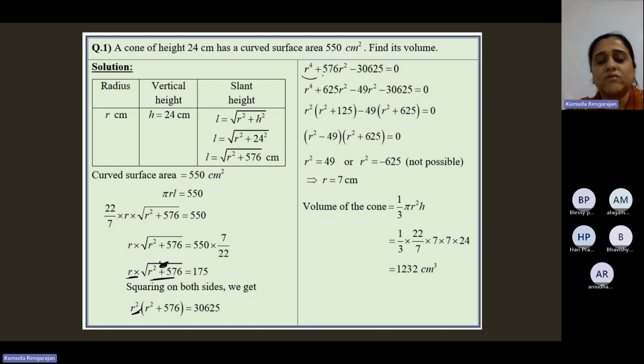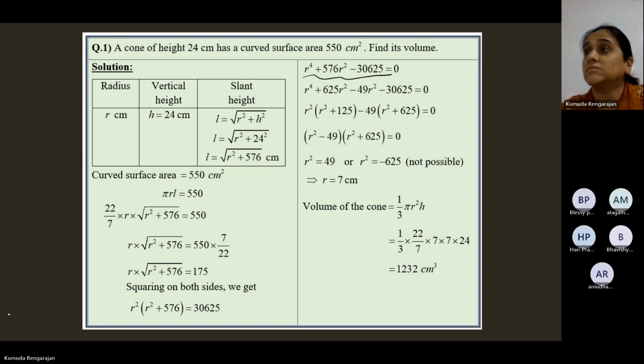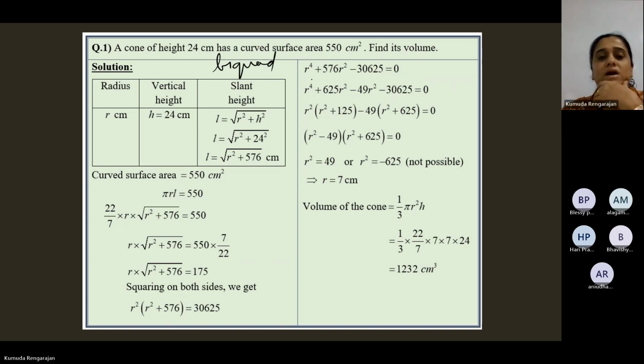Then you know what this equation is called? What's the degree of this equation? The degree of this equation is 4. What do you call an equation whose degree is 4? Biquadratic polynomial, biquadratic equation. If the degree is 4, it's a biquadratic equation. R to the power 4. You can solve it by splitting the middle term. Treat it like a quadratic equation. It's biquadratic, but you treat it like a quadratic equation and split the middle term.